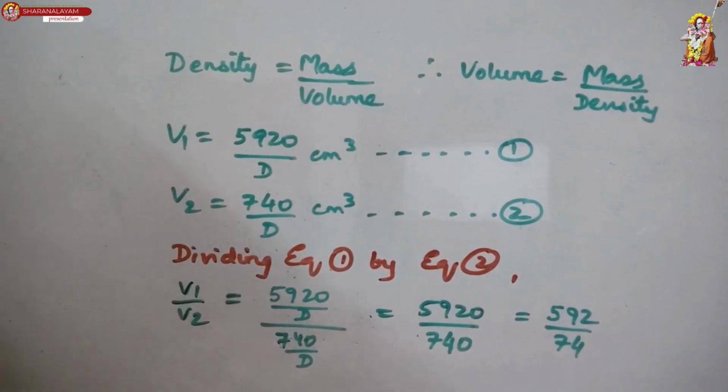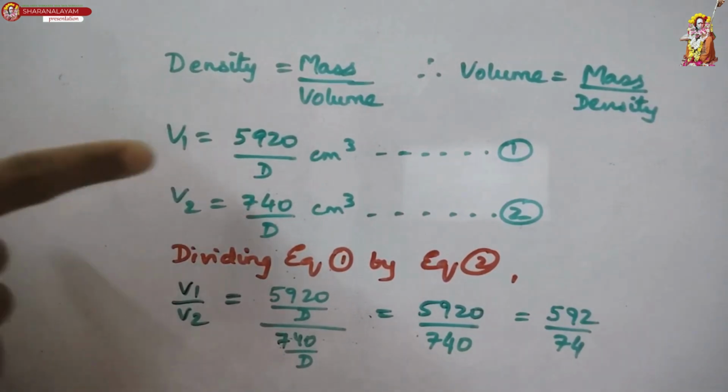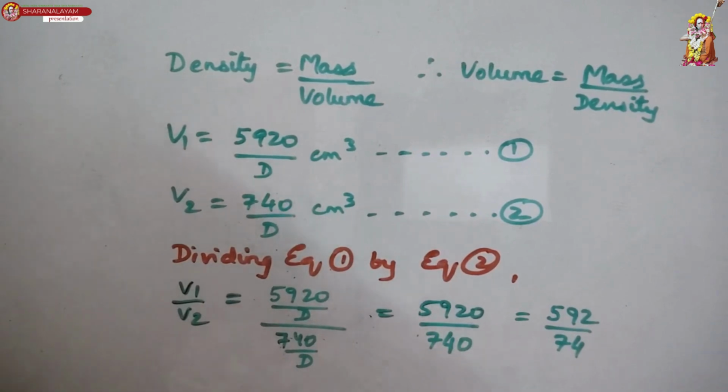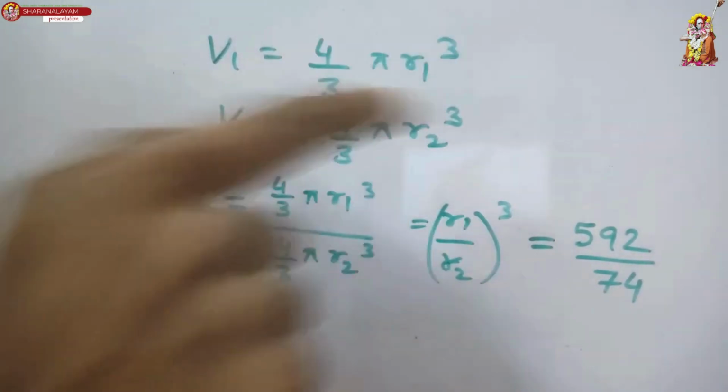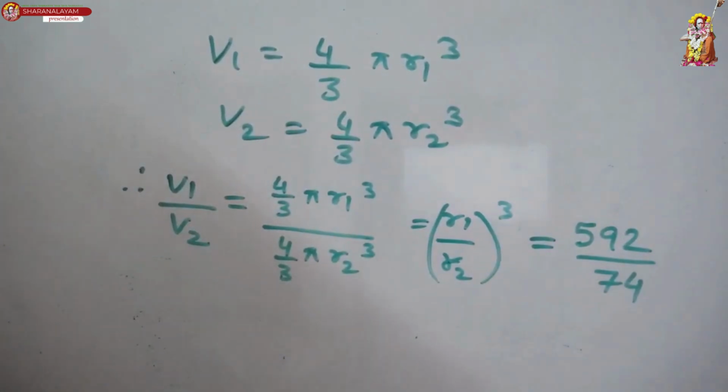Now, dividing equation 1 by equation 2, we have V1 upon V2 equals 5,920 upon D, the whole divided by 740 upon D. That comes to 5,920 upon 740, and we can cancel the two zeros, we get 592 upon 74. With this, what do we do next? The formula for the volume of the sphere is 4 upon 3 pi r cube. So V1 will be equal to 4 upon 3 pi r1 cube. R1 is the radius of the larger sphere, and V2 will be 4 upon 3 pi r2 cube, r2 being the radius of the smaller one.